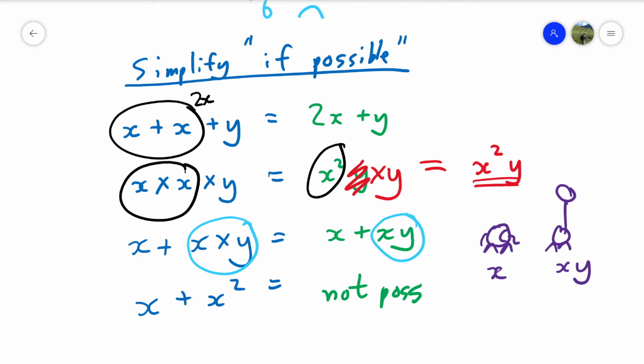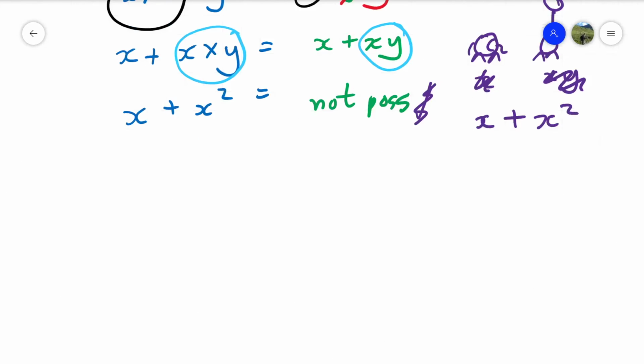Similarly here, not possible is correct. It's not possible because an x is different from an x squared, and if they're added together, you can't simplify any more than that. All right, that's enough waffling.